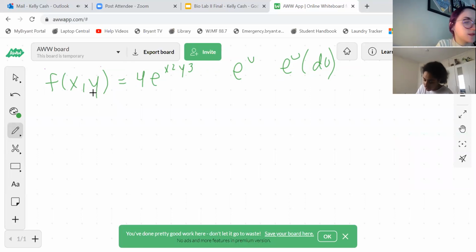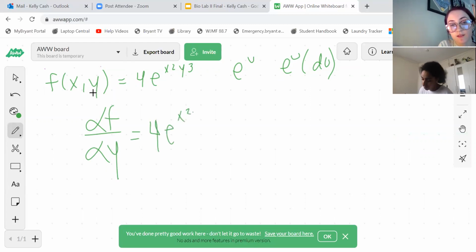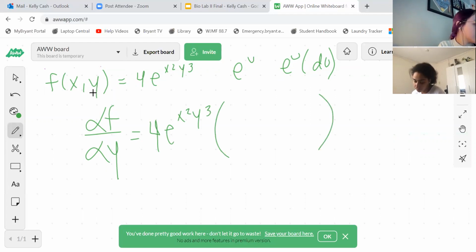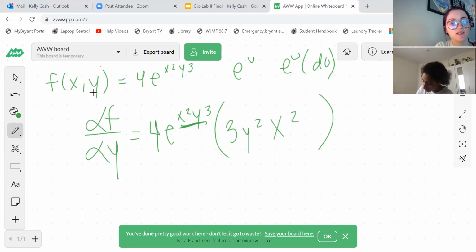All right, so then the next part is to do the same thing, but with respect to y. We're going to start off with the same thing because it's still an e to the u. And what we multiply is going to be the different part. So we're taking the derivative of this part with respect to y now. So would it just be x squared 3y squared? Yep, good.